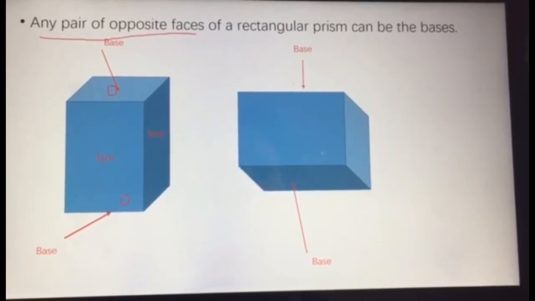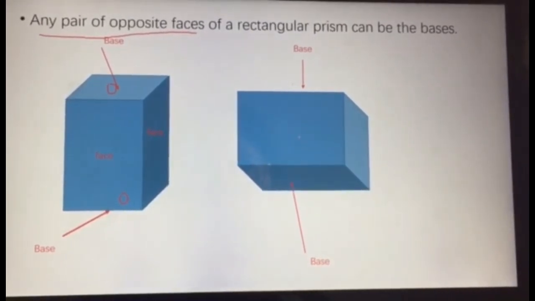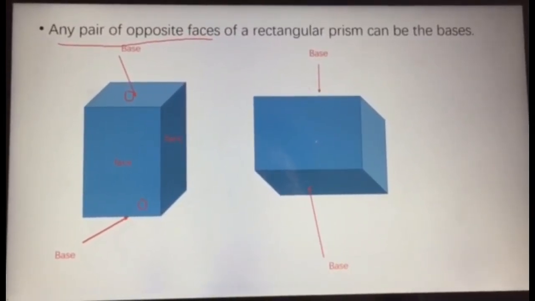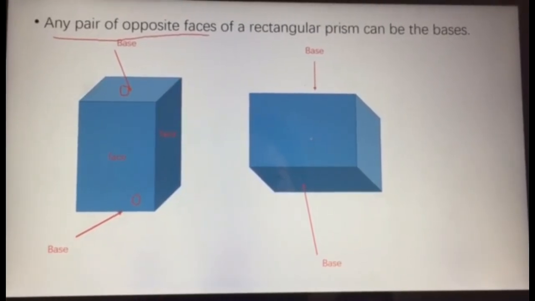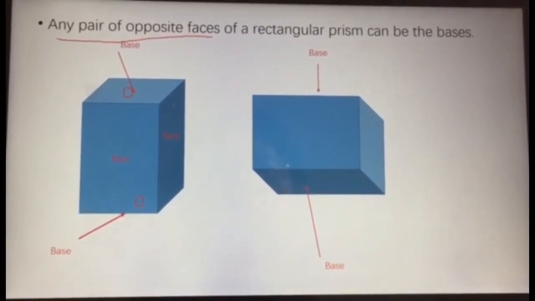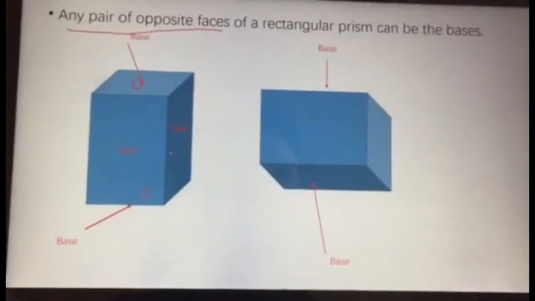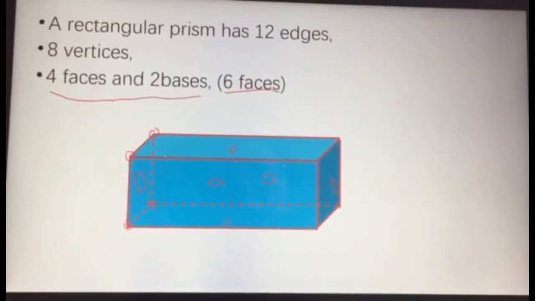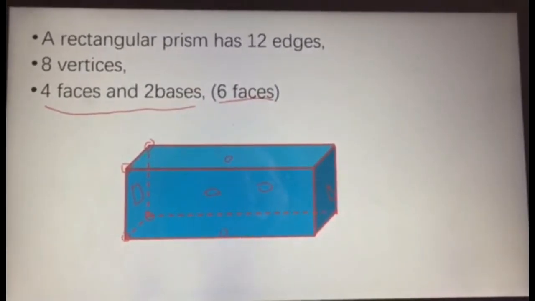Does that make sense to you? So if you flip this, what you can do is you can find something in your house and play around, flipping it around. But I think you're pretty smart to get that any 2 opposite faces of a rectangular prism can be the bases. So that's why we can say a rectangular prism has 6 faces, including the 2 bases.